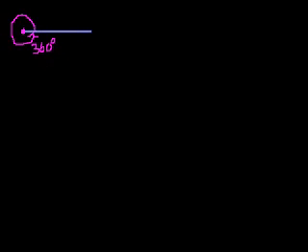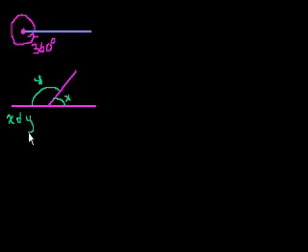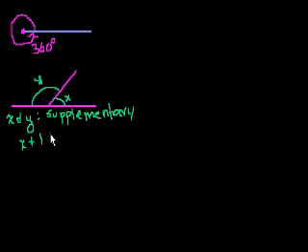We also learned that if I have lines like this, two angles, let me draw it like that, and this is angle X, this is angle Y. X and Y are supplementary, and that just means that they add up to 180 degrees. X plus Y is equal to 180 degrees.